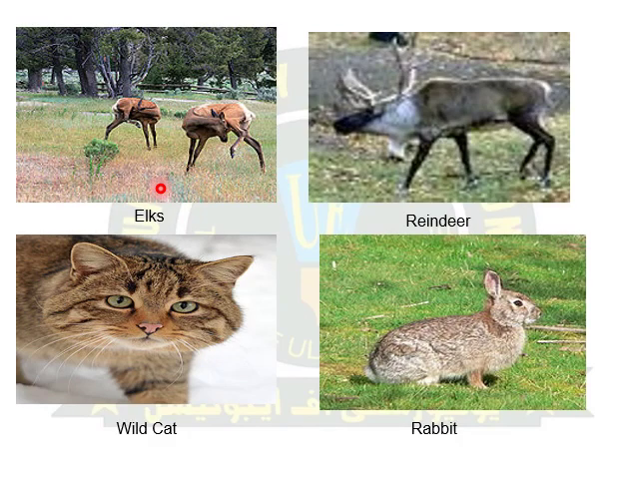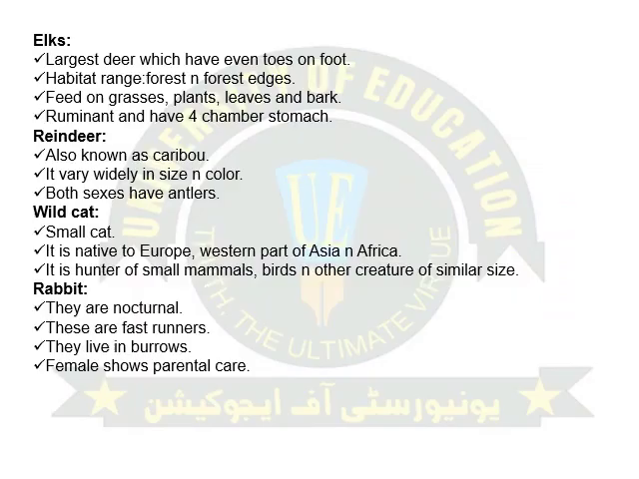Here you can see the elks, reindeer, wildcat, and rabbit. If we talk about the elk, elk is the largest deer which has even toes on its foot. If we talk about the habitat, they live in forest and forest edges. They feed on different grasses, plants, their leaves, and bark. Ruminant, having four chambered stomach.